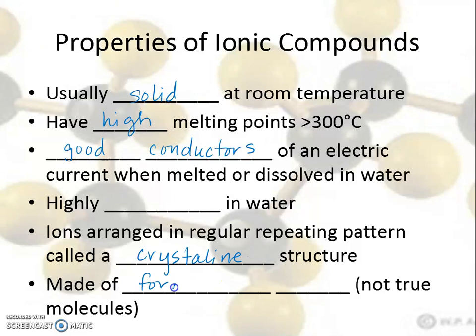They're made of formula units. Highly, I think I put dissolvable here, but I can't remember. I make them and then I forget what I'm putting. All right, so they're made of formula units. They're not true molecules, and it's because you have a ratio of the positive to negative ions. In a molecule, you have a set number of one atom to another atom.